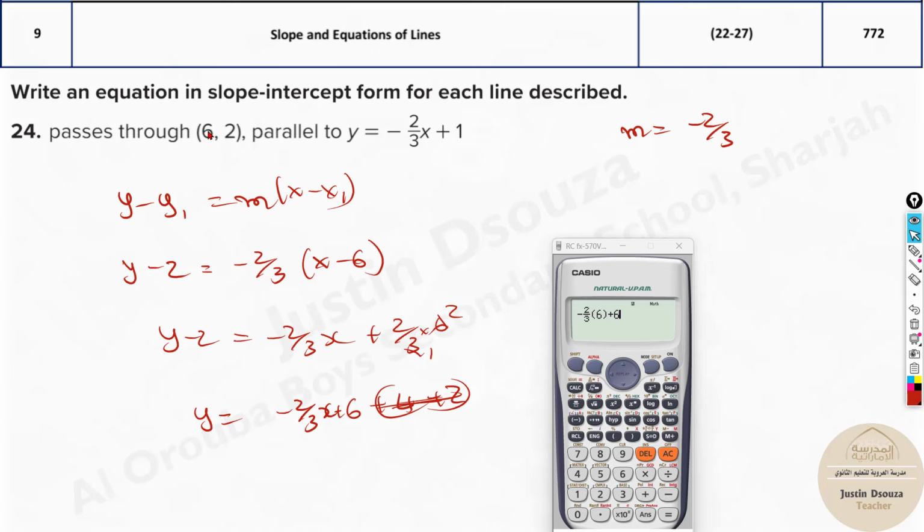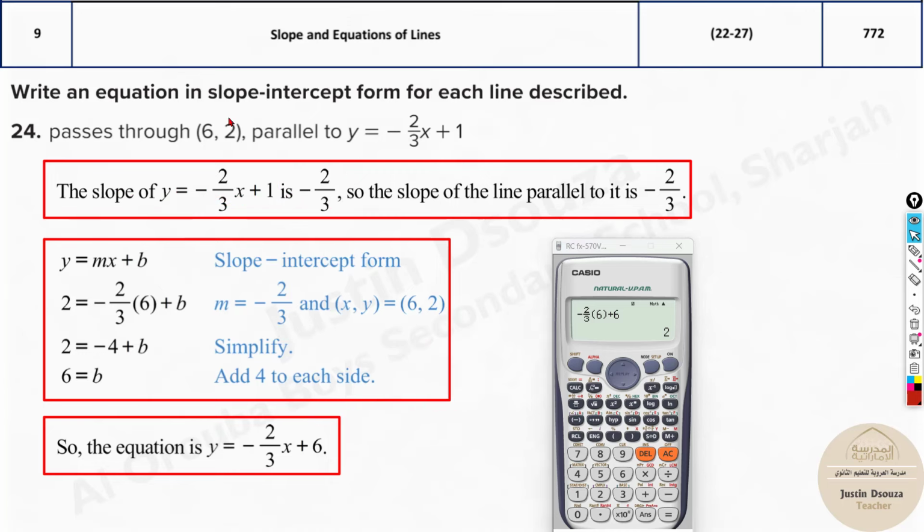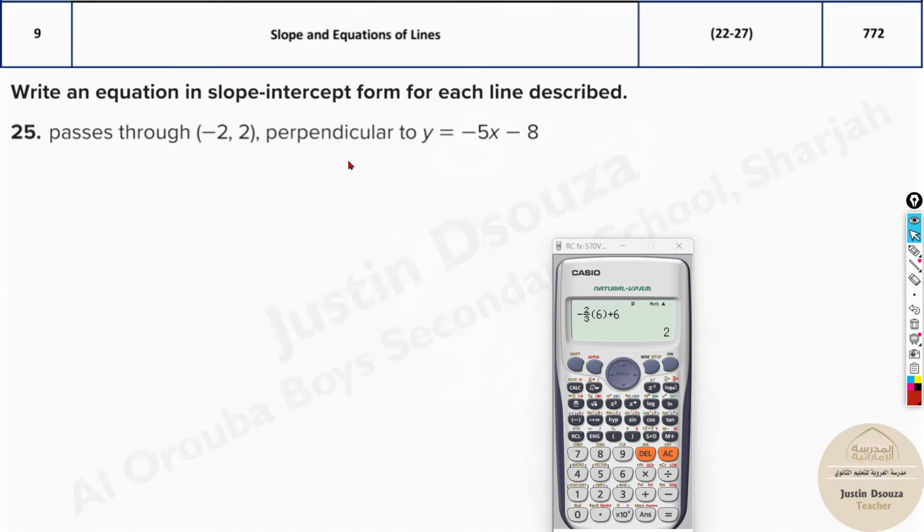Negative 2/3 x. What is the x value given? 6 plus 6, the answer is 2. Yes, it matches. This will be a correct answer. So that is how we can check the equation. Because if any other equation is giving the same answer, that means that is also correct. It cannot be, only one answer will be there. So one unique equation will be giving these correct values.